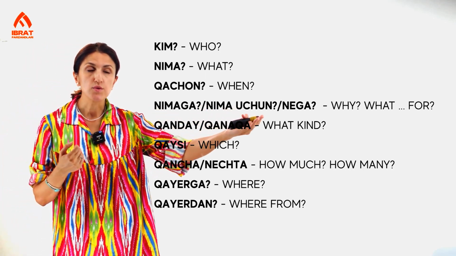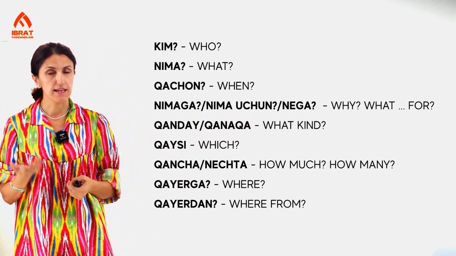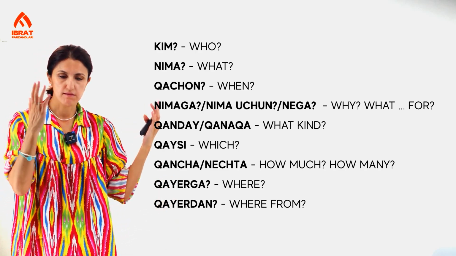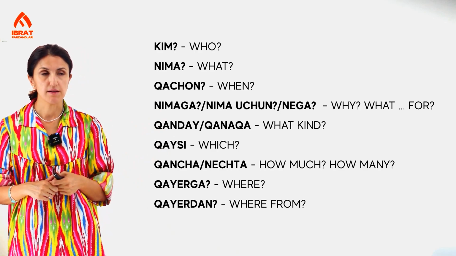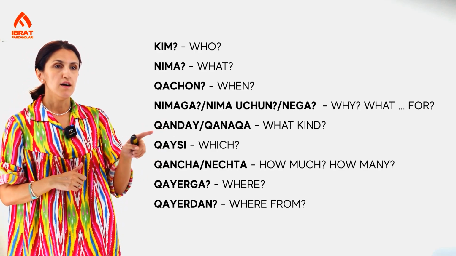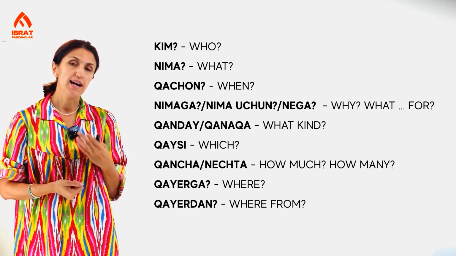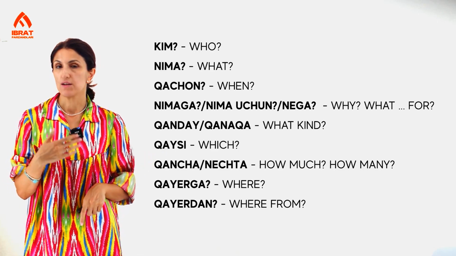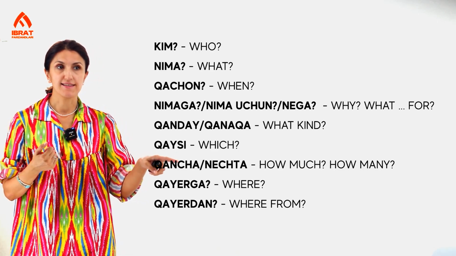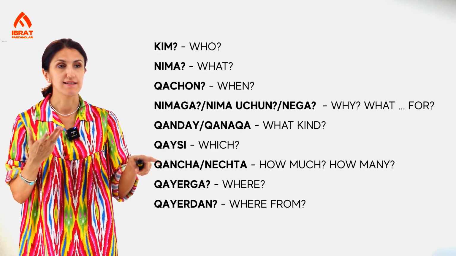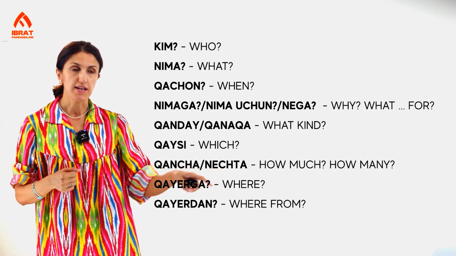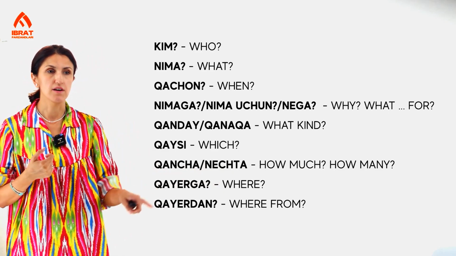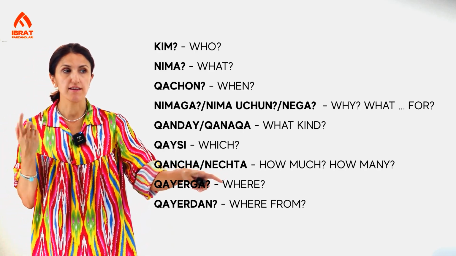Nimaga. Nima uchun. Nega. It can be either why or what for. Like what did you do it for, right? The next one is qanday or qanaqa. What kind? Qaysi, which. Again, qaysi, not qaysi. Qaysi. Qancha, nechta, how much or how many. Qancha, how much, and nechta is how many.